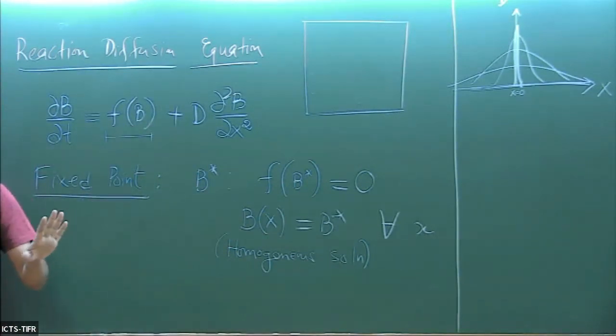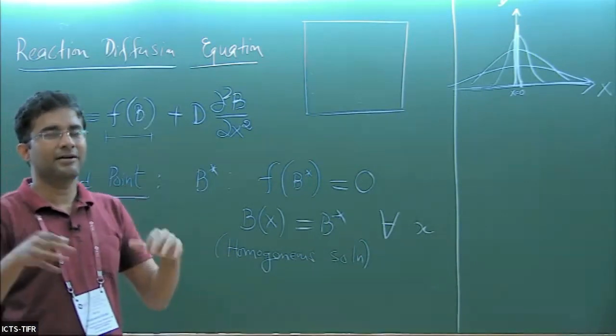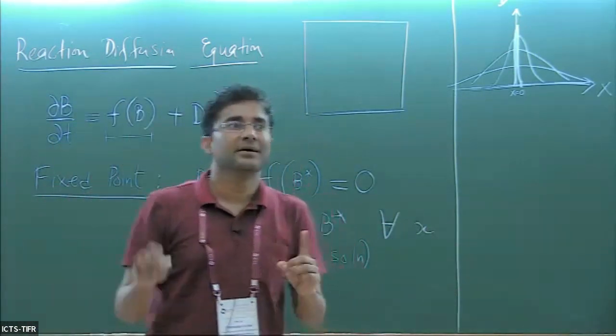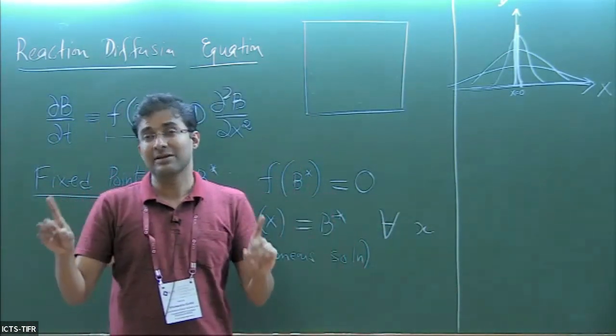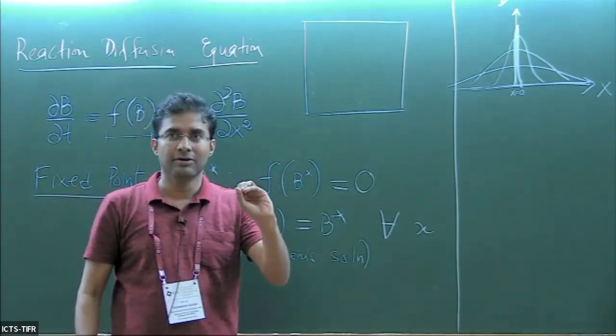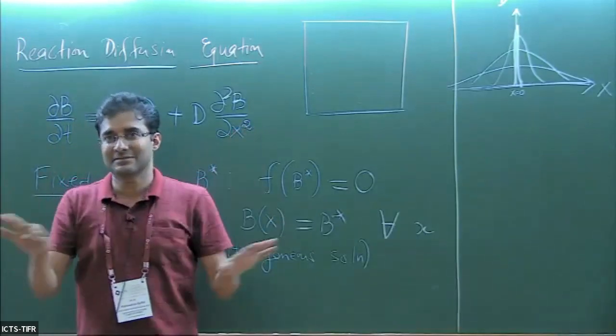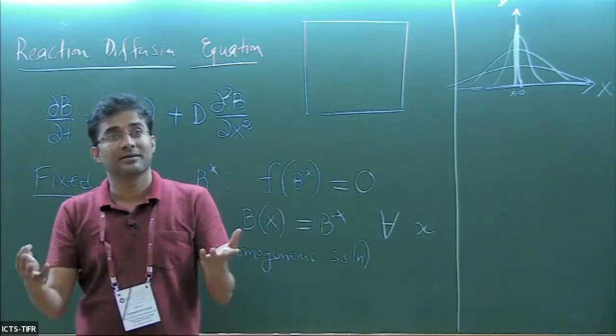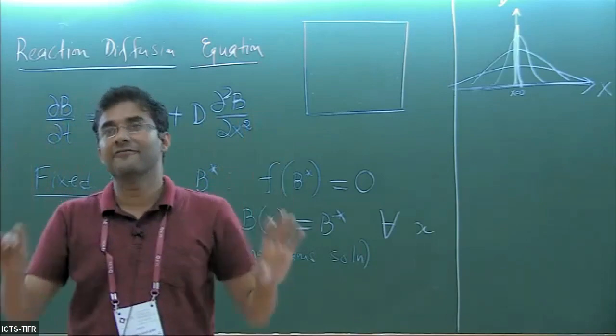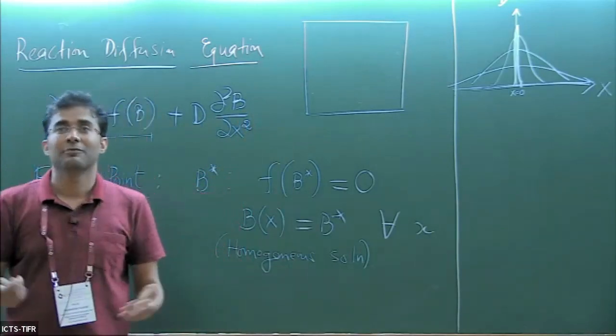Is it clear to everyone? If you again think of the logistic model as an example, there were two possible equilibria, fixed points. One is 0, the other one was k. So what this means is if it was 0 everywhere in space, that would be one fixed point. If it was k everywhere in space, that would be another fixed point.